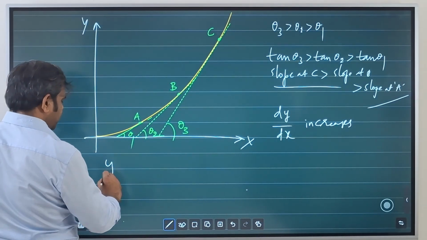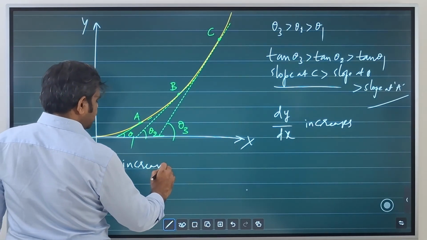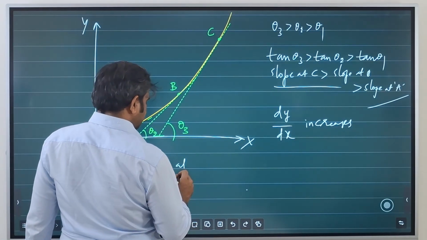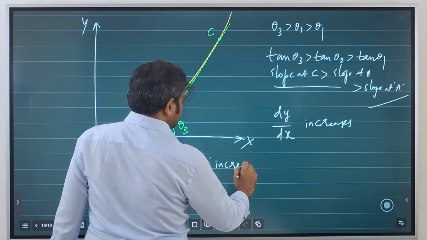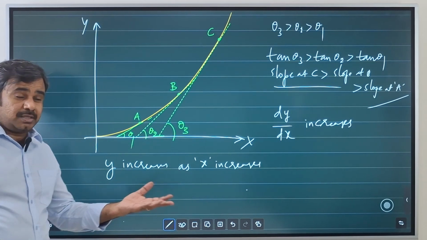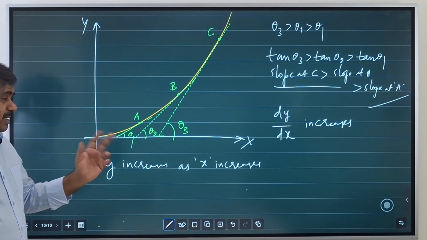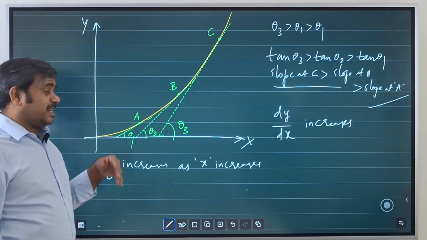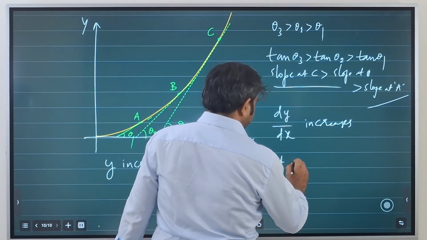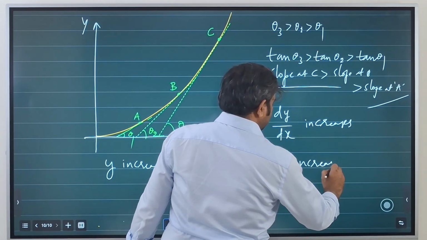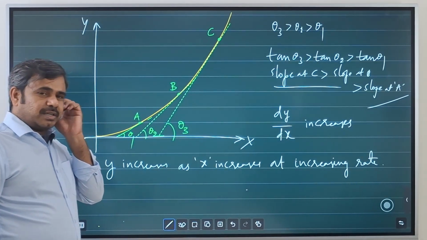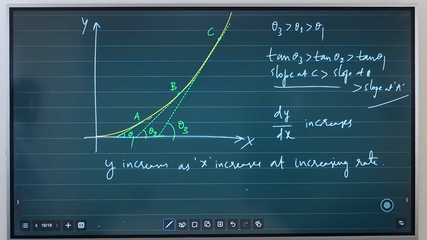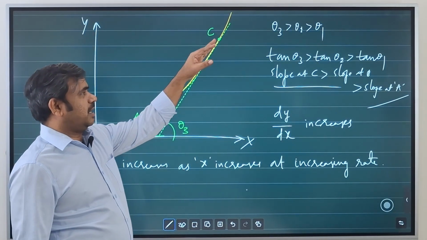So in the graph, we can conclude that y increases as x increases, but at what rate? At what rate is y increasing as x is increasing? We would say at an increasing rate. Y increases as x increases at an increasing rate. That's what we can understand from here, because the graph is getting steeper and steeper.